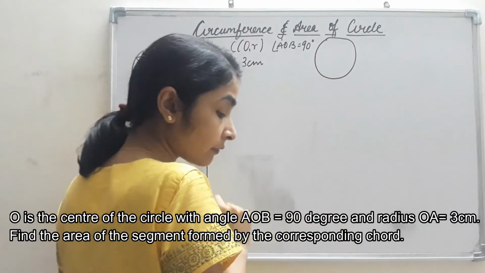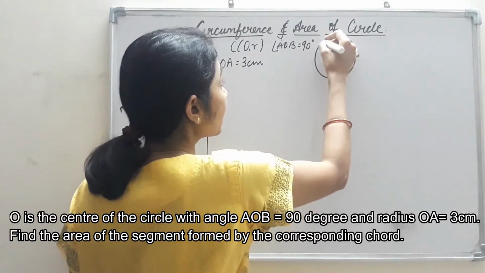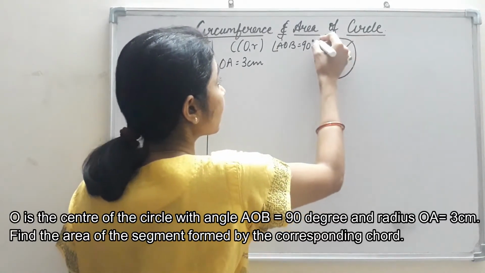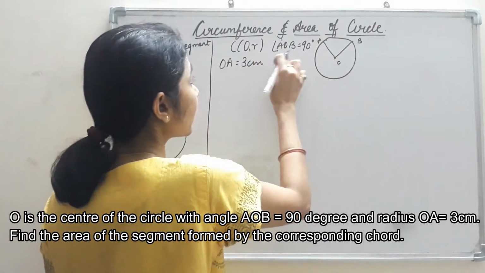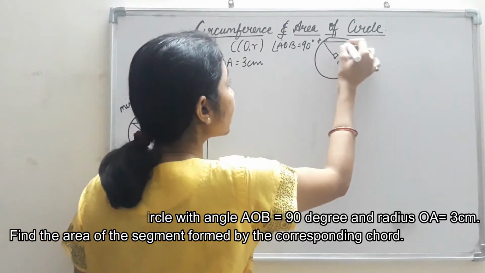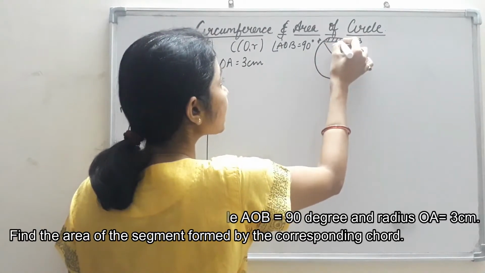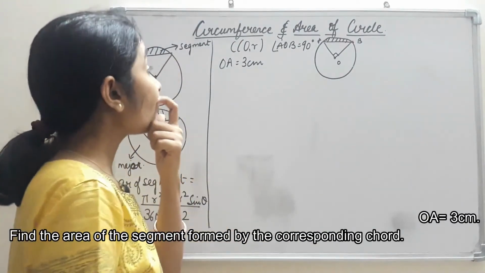Okay, and here we are given center O, and points A and B. Angle AOB is given as equal to 90 degrees, and we are supposed to find the area of the shaded region. That means this region's area we are supposed to find. Now how will we find that?